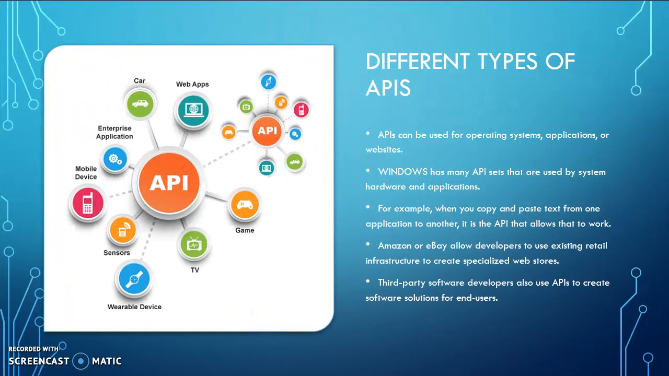There are many different APIs for operating systems, applications, or websites. Windows, for example, has many API sets that are used by system hardware and applications. When you copy and paste text from one application to another, it is an API that allows that to work. Most operating environments, such as Microsoft Windows, provide APIs allowing programmers to write applications consistent with the operating environment. Today, APIs are also specified by websites. For example, Amazon or eBay APIs allow developers to use the existing retail infrastructure to create specialized web stores. Third-party software developers also use web APIs to create software solutions for end users.